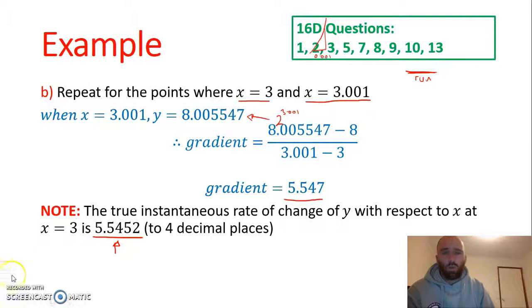I'll erase all that from the top there. What you can do is answer some questions. Hopefully that makes sense. Just remember that we're treating it like a linear graph, we're just using it within a very small run. So you can do questions 1, 2, 3, 5, 7, 8, 9, 10, and 13. Work through those.